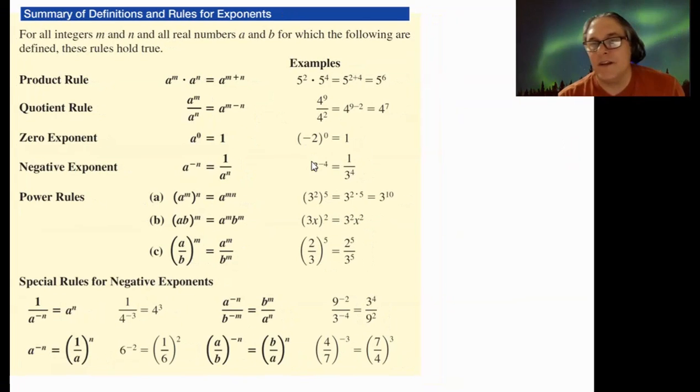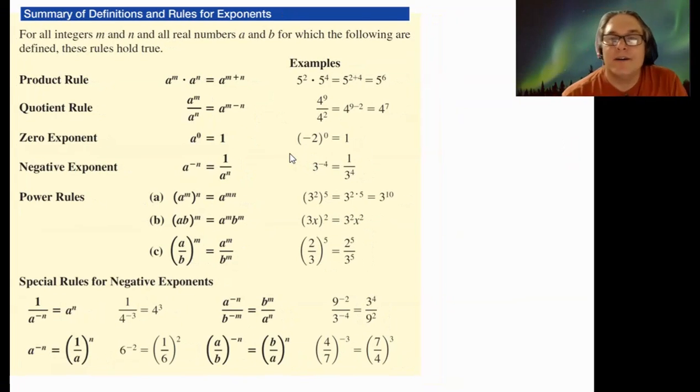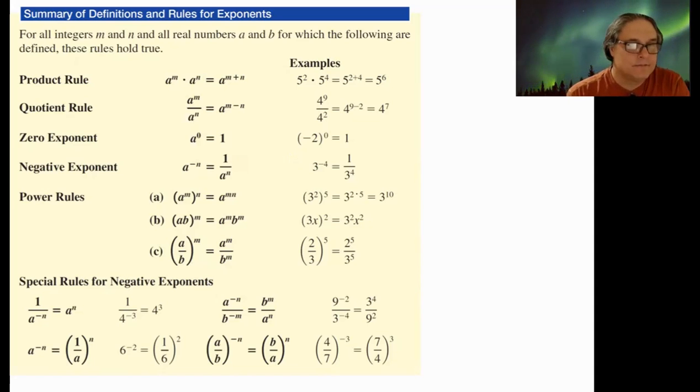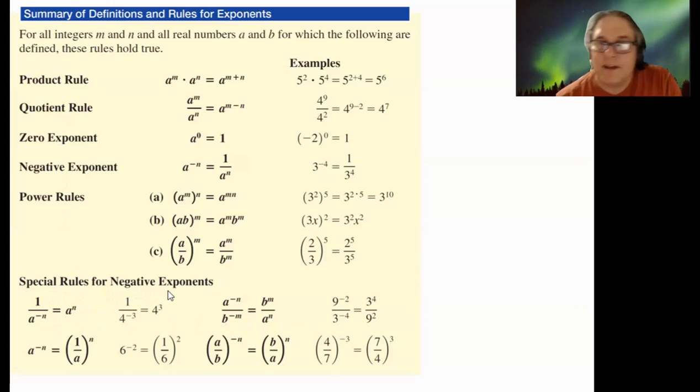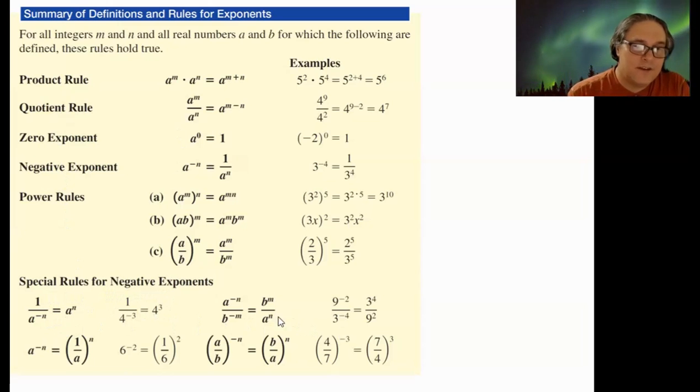All right, so when you look at this particular formula card, it can be a little bit overwhelming, and I can understand that. But usually what I say is, remember these 5 right here, and then these other rules, specifically special rules for negative exponents, will fall into place based upon these other ones. So if you can remember these, it will all make sense and fall into place as you work through these things.